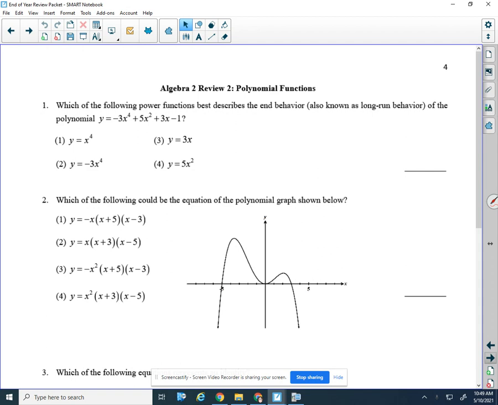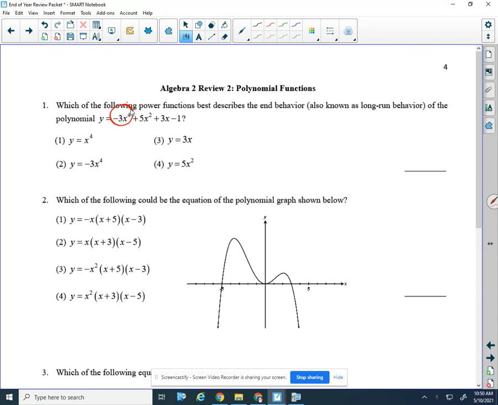Number 1 says, which of the following power functions best describes end behavior, also known as long-run behavior, of the polynomial y equals negative 3x to the 4 plus 5x squared plus 3x minus 1. So what you want to do is look for the term with the biggest exponent. So we're going to concentrate on negative 3x to the 4.